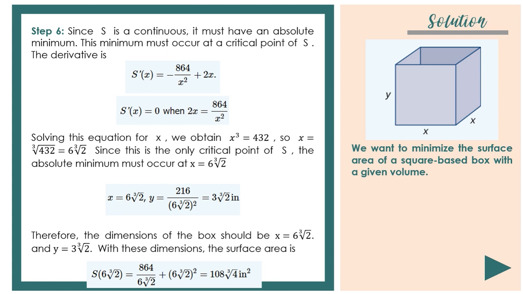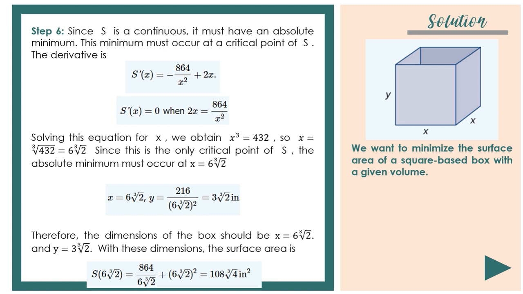Since ang aton nga surface area represented by S is continuous, dapat mayara siya absolute minimum kag maximum. So, paano natin gani mahambang ang minimum or maximum, especially if that is presented in a polynomial form? Since naka-polynomial form siya, and continuous siya, we are going to find the critical points, so dapat ma-derive kita.